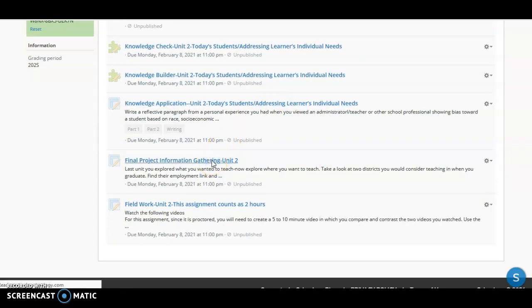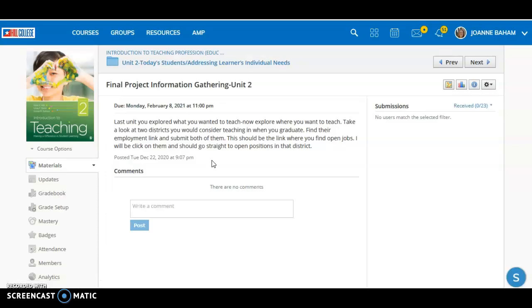Okay. And then for your final project information gathering, remember, this is you collecting pieces to get this final project together. So when you get the directions for the final project, you're going to go, oh, I can pull all this information from everything I collected. So in the last unit, you explored what you wanted to teach, and you gave me some information there. So now I want you to actually go out into 2 districts that you would consider teaching in right out of college. So any 2 districts.